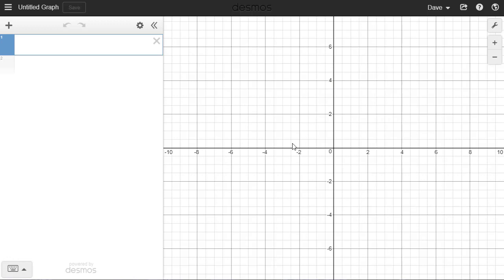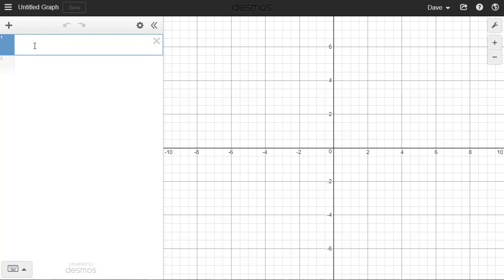On the right-hand side, you see a graph here in a standard window. And over here on the left-hand side, you see a place where you can enter your functions in. You can enter these functions in y equals form or in function form. In this case, I'm going to use function form.